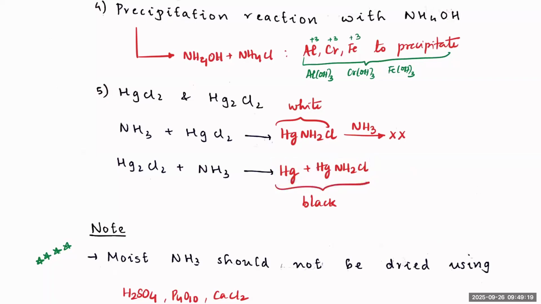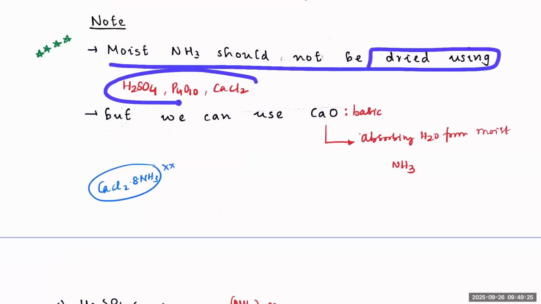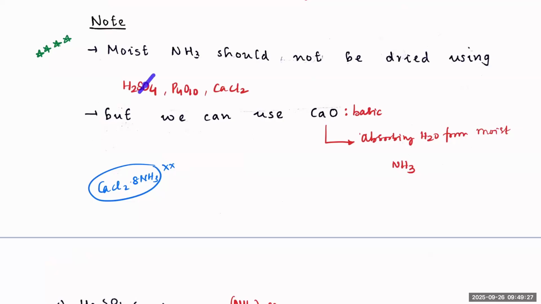Now, moist ammonia should not be dried using these compounds, because they are acidic in nature. You might ask, sir, calcium chloride is not acidic. The problem is that calcium chloride can start making complexes with ammonia. So even this has to be avoided. Therefore, moist ammonia should not be dried using calcium chloride.